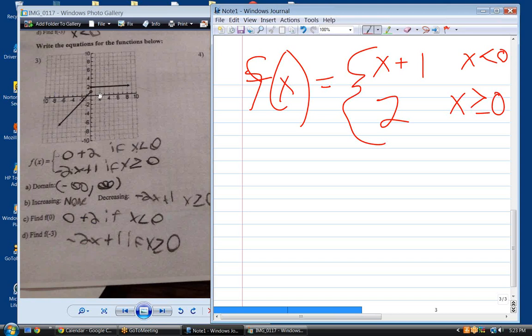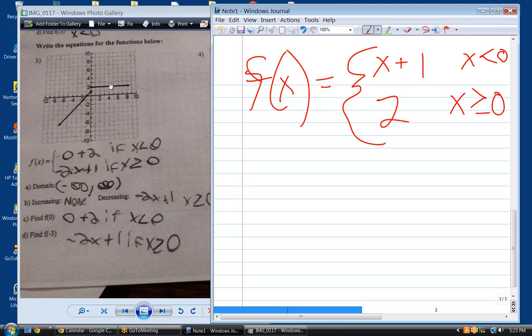What is it right there? 0. No. When they say f of 0, they want the y value. They want the f of x value, not the x value. Alright, so we are 2. So f of 0 is not here. That's the wrong function. That applies only when x is less than 0, not when it's equal to 0. When x is equal to 0, we're right here. So f of 0 would be 2.